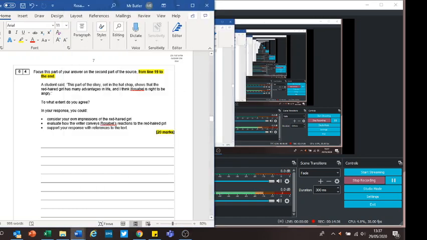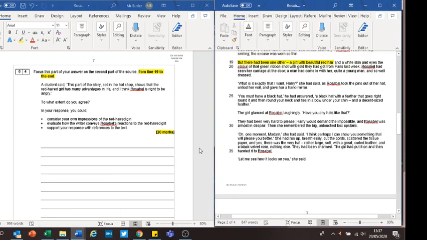Right, question 4. Consider your own impressions of the red-headed girl. So your impressions, what do you think of her? The important bit doesn't actually tell you, and I've made several complaints, a lot of other teachers have in meetings with the exam board. We say, why isn't the question clearer? Why don't you tell the students exactly what you want them to do?